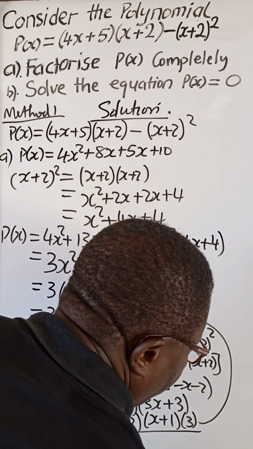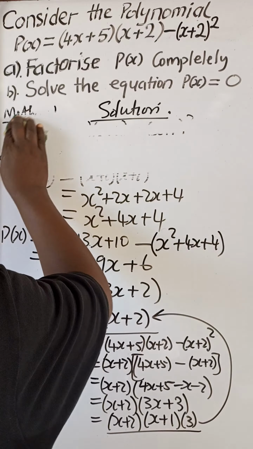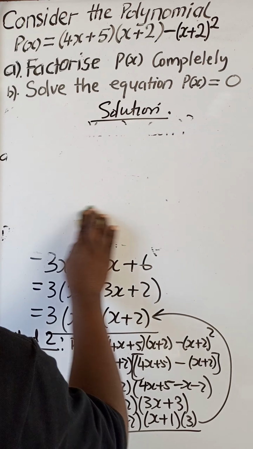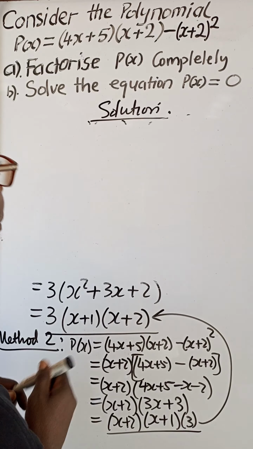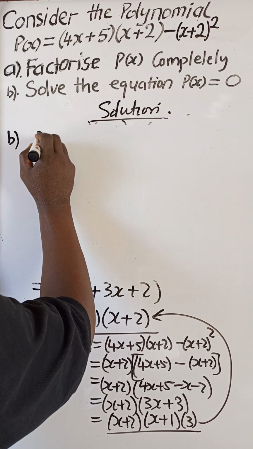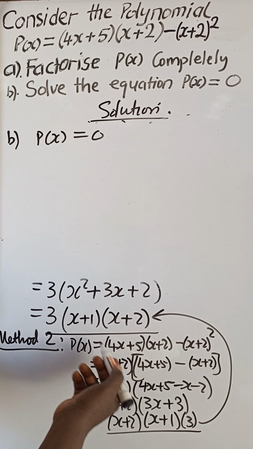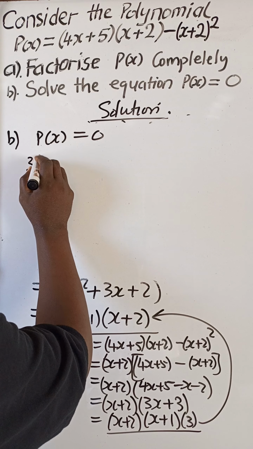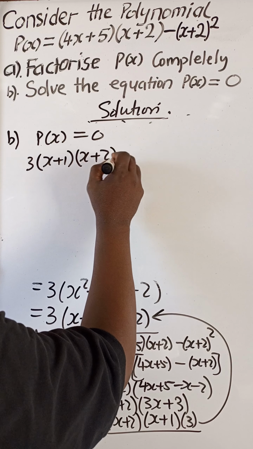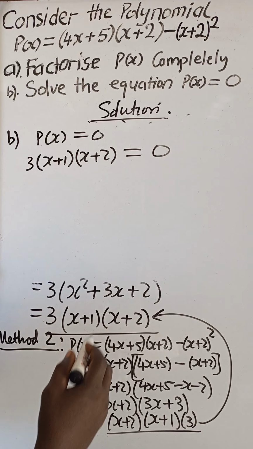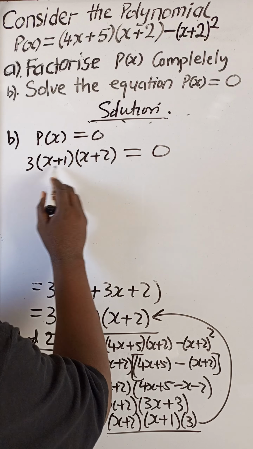So let's take the second part, section B. Section B says we should solve the equation p of x equals 0. Now for p of x, we'll just use the factorized form: 3(x + 1)(x + 2) equals 0. Now we have the product of three things here giving us 0.